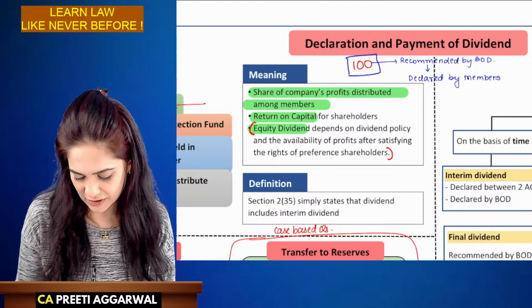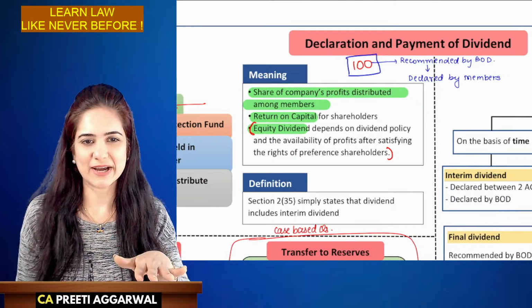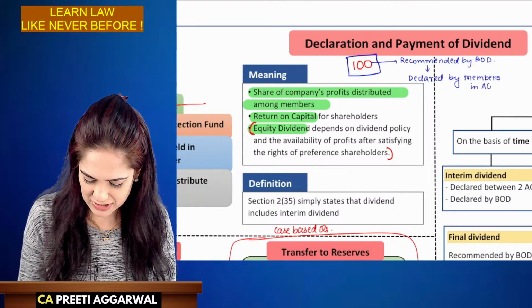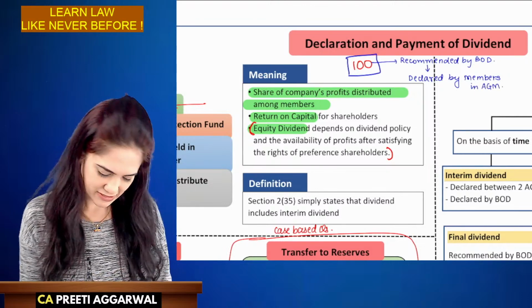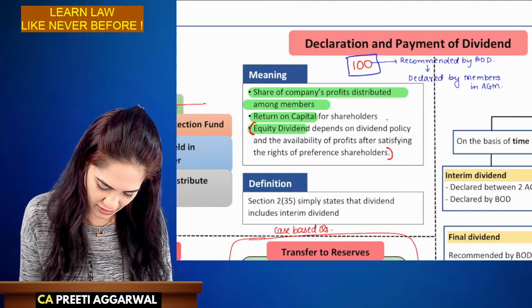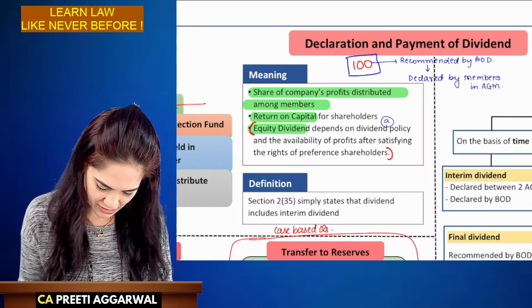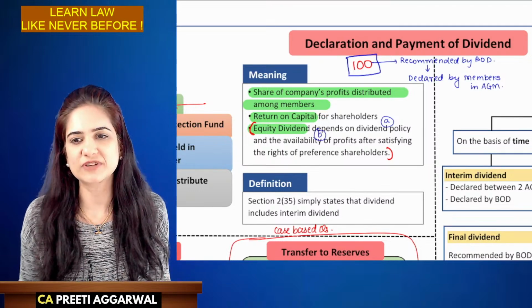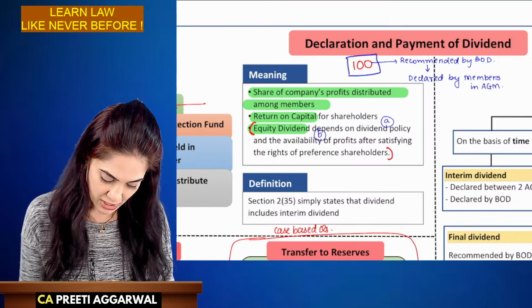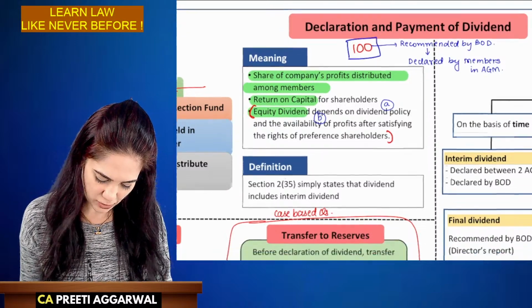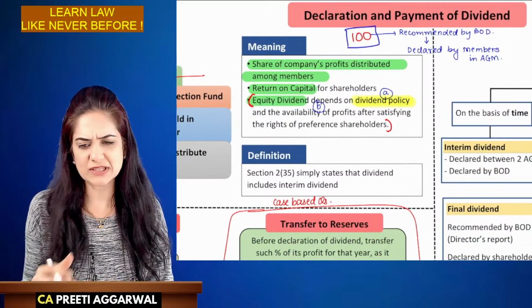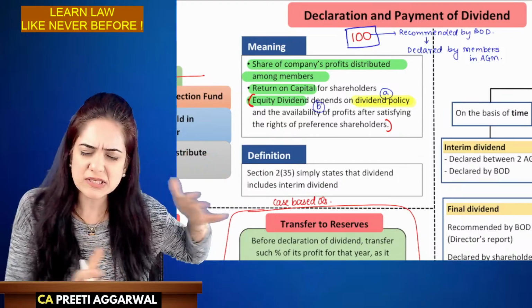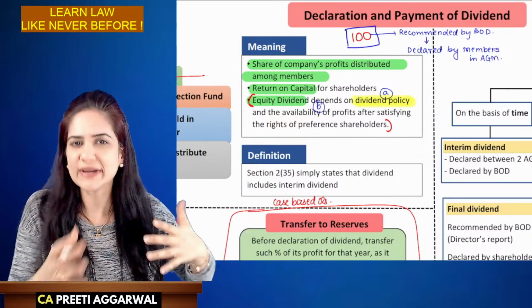This is a normal agenda in every annual general meeting. It is declared by members in the annual general meeting. So it depends on the dividend policy of the company, after satisfying, and also the availability of profit after satisfying the needs of the preference shareholders. It depends on how much the company is willing to give, what has been the past dividend percentage. So we need to maintain that.